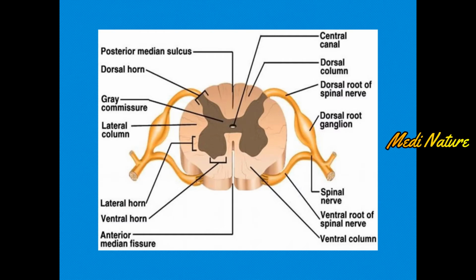Here you can see how the rootlets arise from the ventral and the dorsal surfaces of the spinal cord, and then they get together to form the ventral root and the dorsal root of the spinal nerve. Then this dorsal root and the ventral root combine to form the spinal nerve.